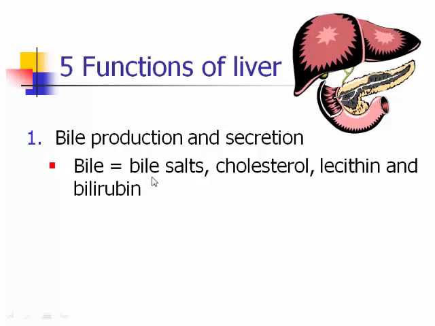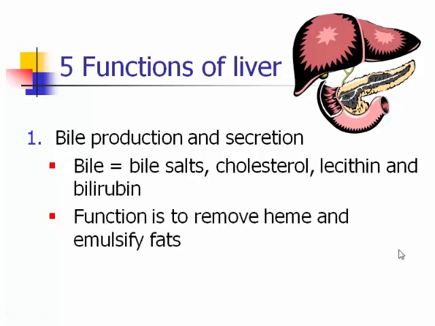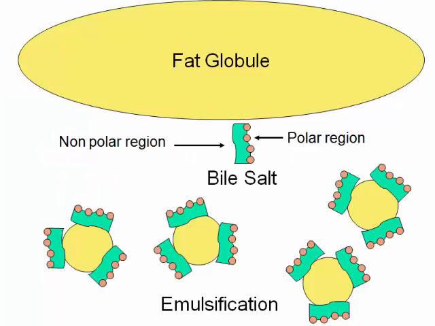Bile salts, I'll show you in just a minute, and then bilirubin we'll talk about. So the function of bile is to remove heme and emulsify fats. Okay, so let's talk about the emulsification. This is the bile salt. You can look it up if you want to see the actual structure of it. But the bile salt, it is a salt. It's not just Na+, but remember salts dissociate, or go into water.